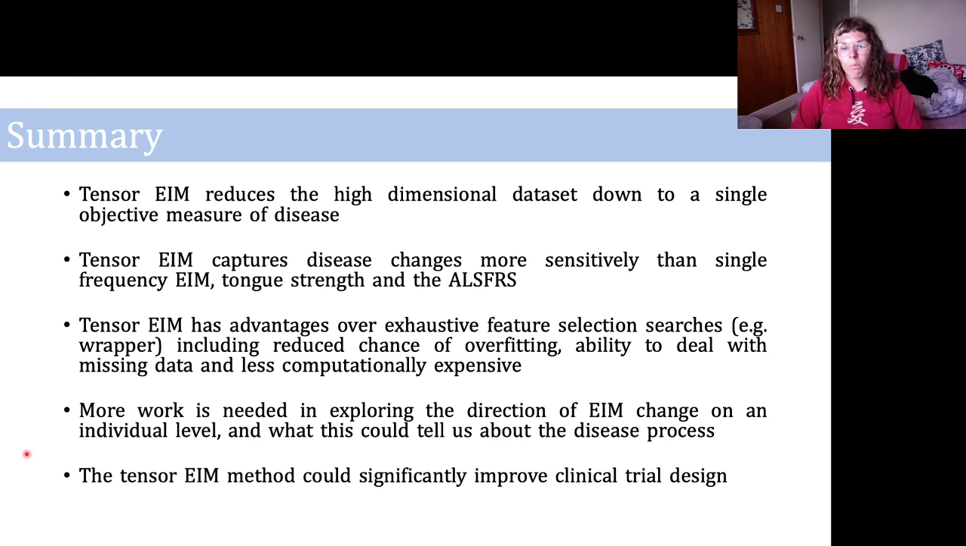So overall, more work is needed in exploring the direction of EIM changes on an individual level. Some patients see more sporadic changes which can change direction through the course of their disease, and further work may help us understand what this can tell us about the disease process. On the whole, Tensor EIM shows a lot of promise as an effective biomarker in ALS and could significantly improve clinical trial design.